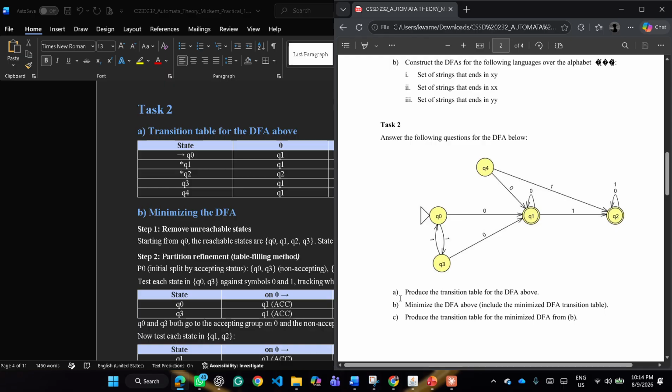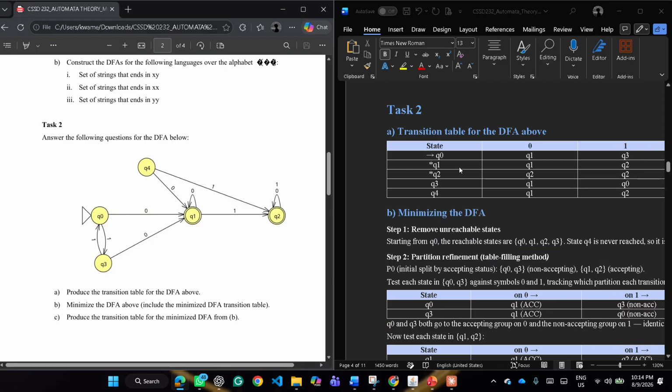Now let's talk about part A. The first question says that we should produce a transition table for the DFA above. Now, how do you provide a transition table? The transition table goes like this. We need to first of all understand what the transition table is and how we should go about that.